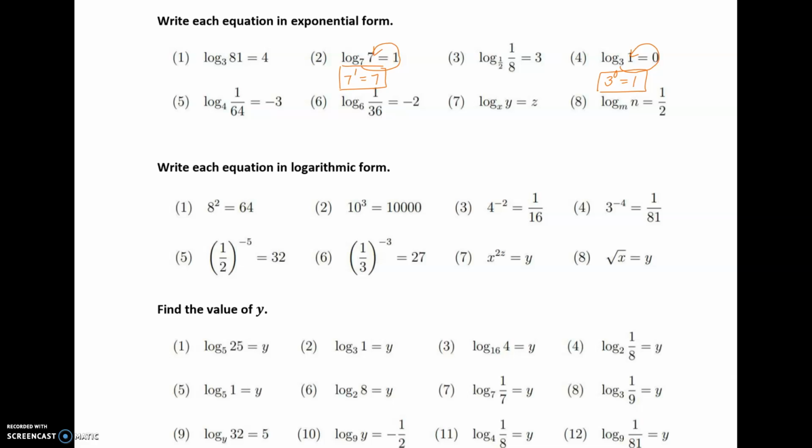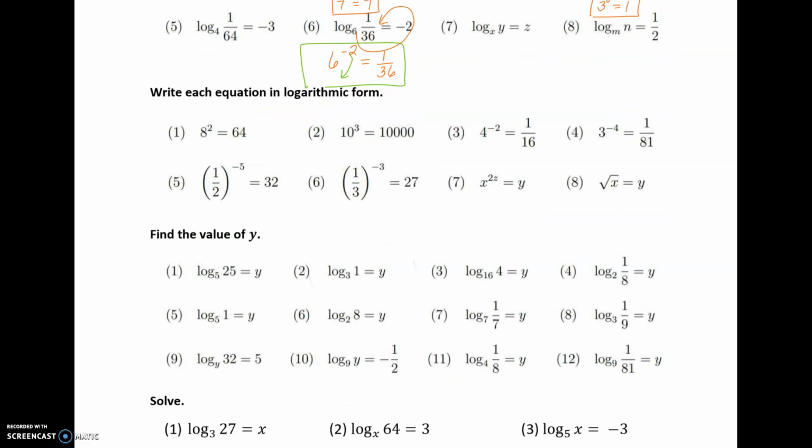Let's do one more. Log base 6 of 1/36 equals negative 2. Let's circle around. 6 to the negative second power equals 1 over 36, or 1/36. That is true because remember, you cannot leave a negative exponent. You're moving that to the bottom, and when you do, that becomes 1 over 6 squared, which is 1/36. Okay, let's go to the next section.